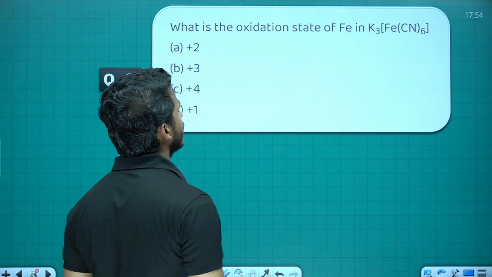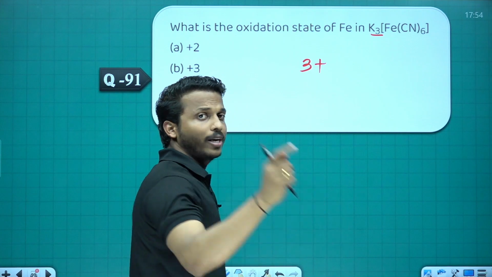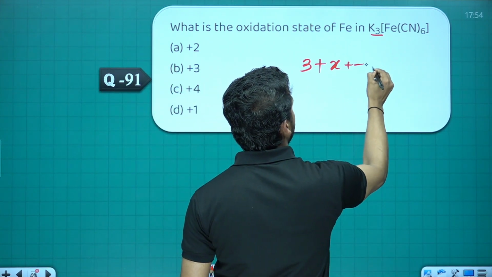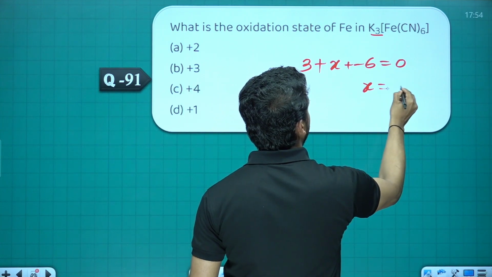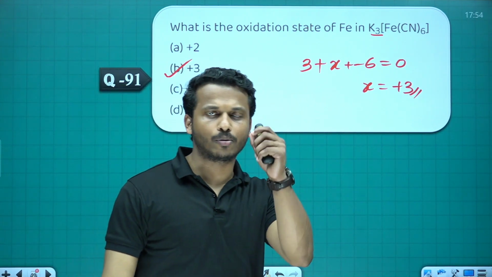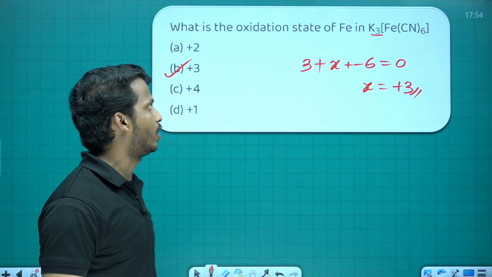What is the oxidation state of Fe in this one? Simple question. 3 potassium, plus 3, iron X, 6 cyanide minus 6, overall 0, X equal to plus 3. Yes, so when you're doing this question, when I'm giving you one question, pause the video, find your own answer and cross-check it, okay?